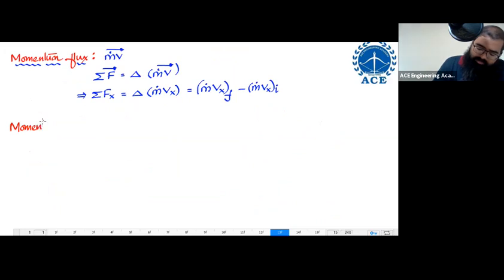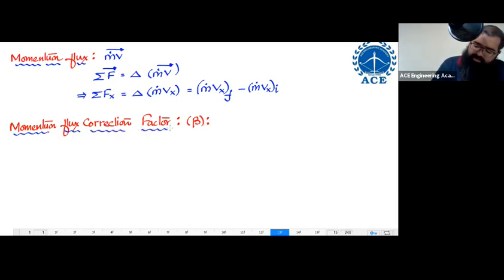Momentum flux correction factor. This is represented by beta. Remember, in the last chapter you had the kinetic energy correction factor. Similarly, you have the momentum flux correction factor.